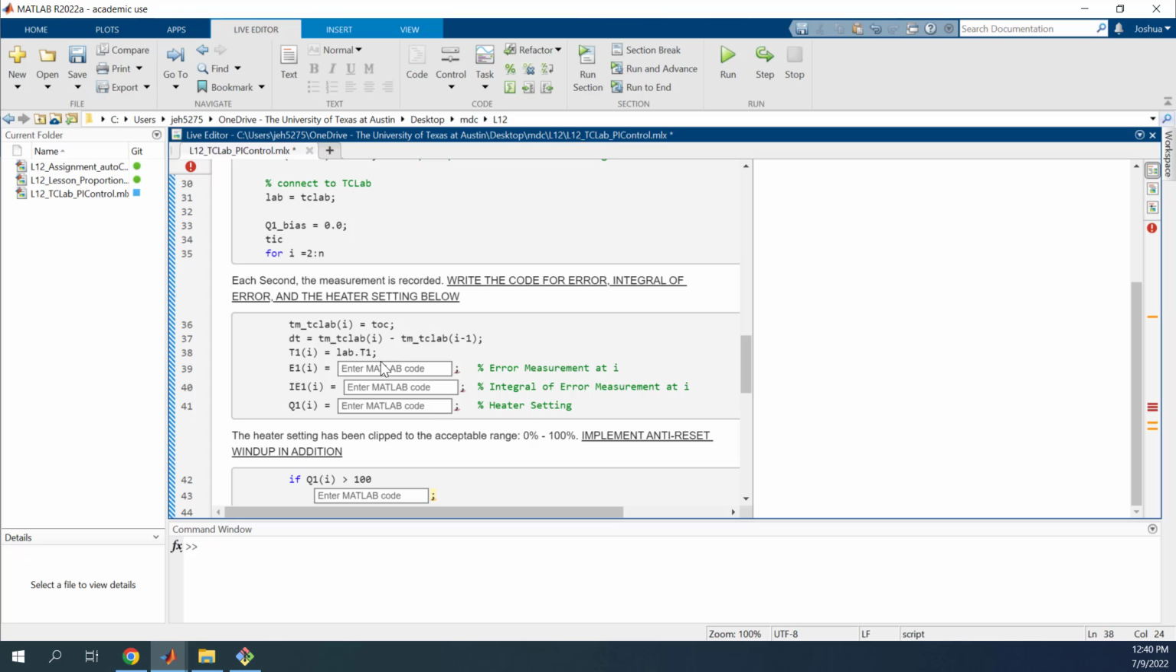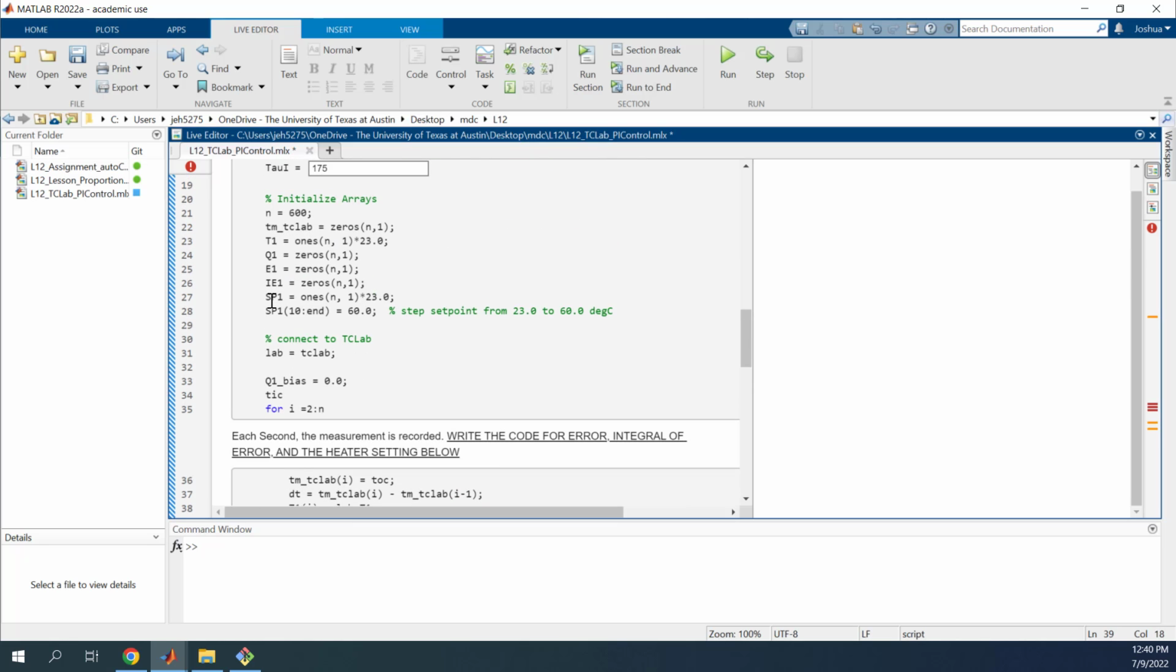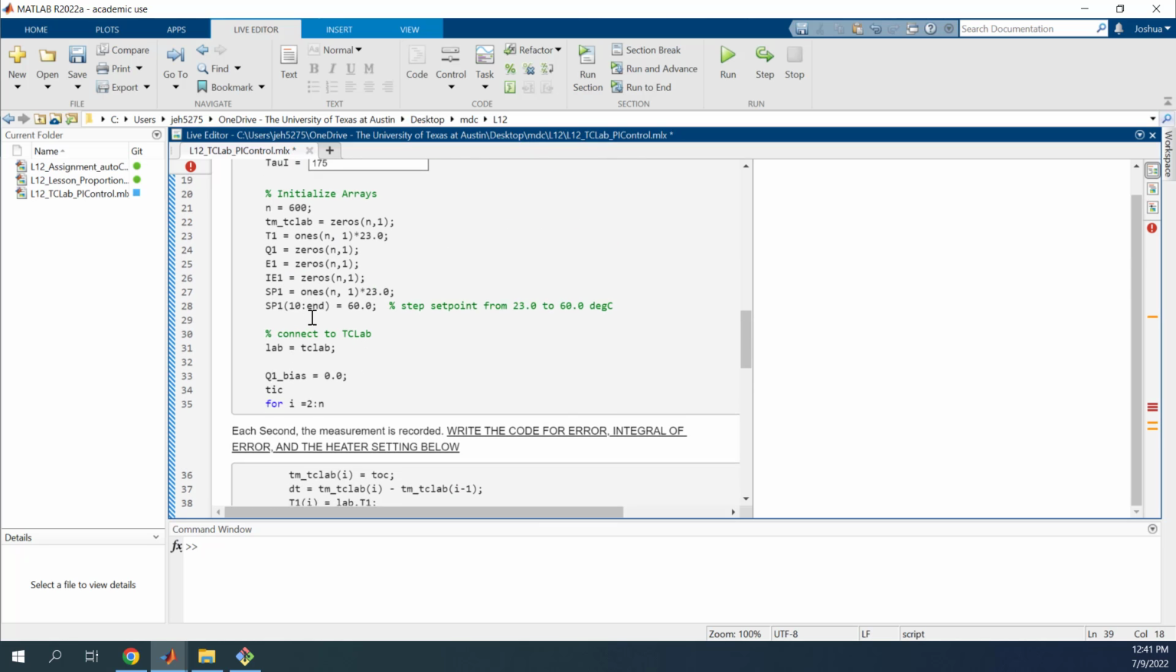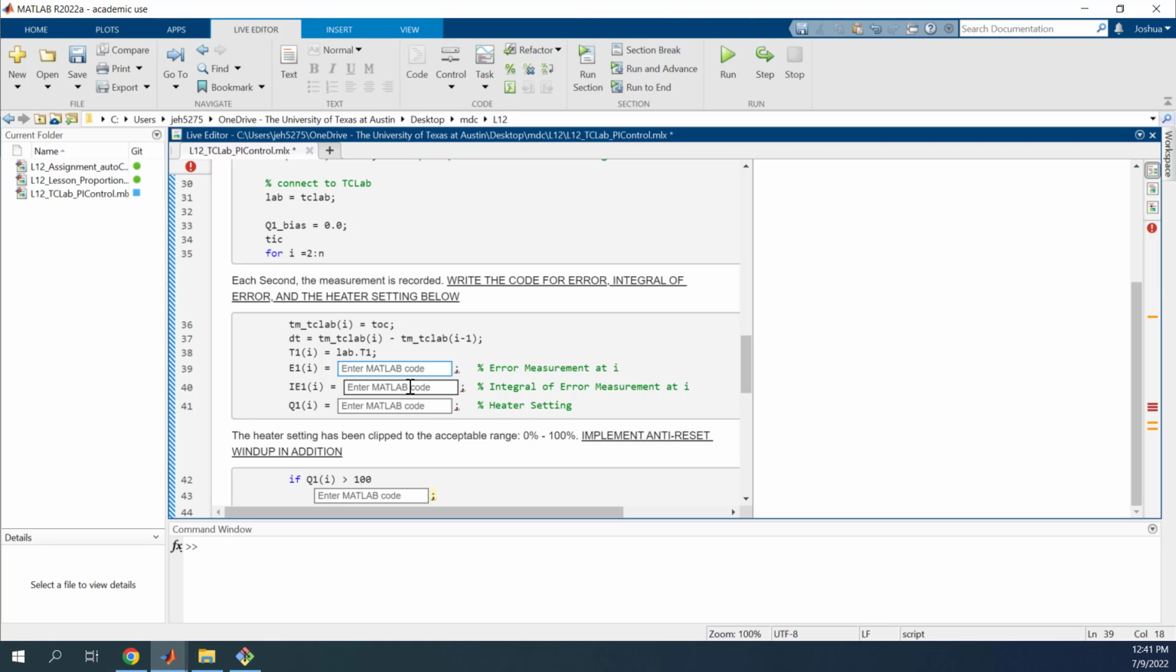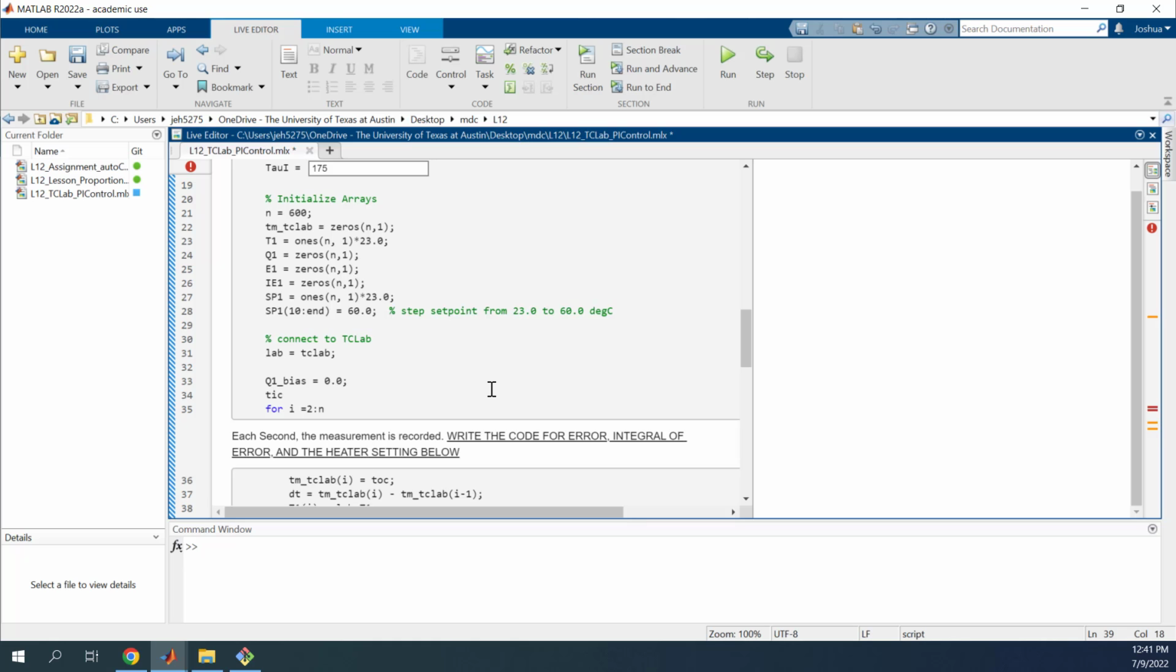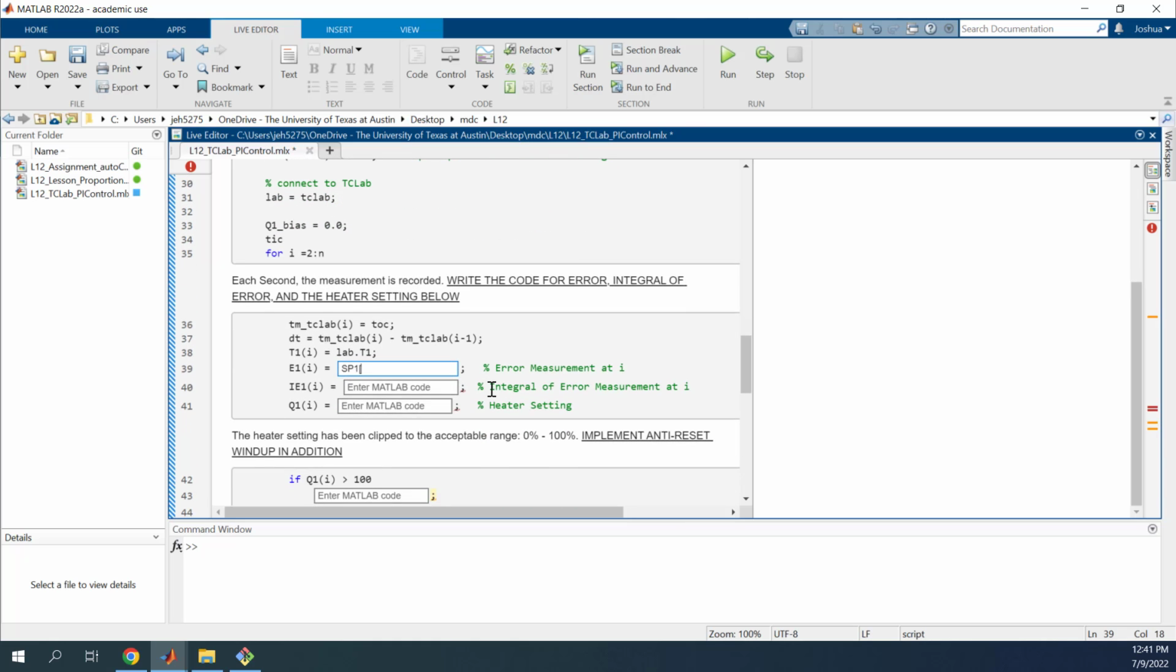So first step is error. That's going to be the difference between the set point and our actual measurement. So let's see, our set point array is SP1. So we'll say SP1, yep, at index I, minus, and then our actual temperature, our measurement, which is T1, I believe. Let's make sure, yep, T1.